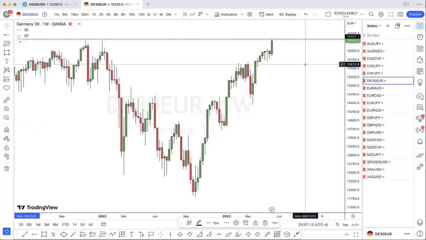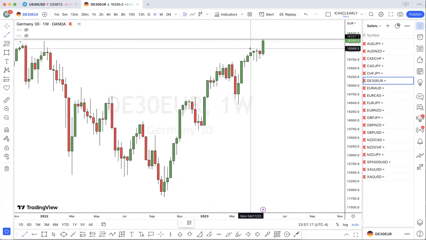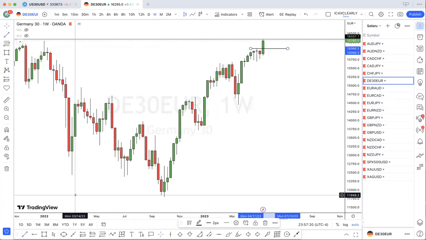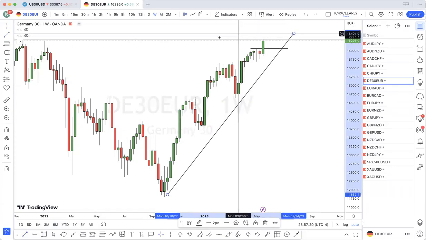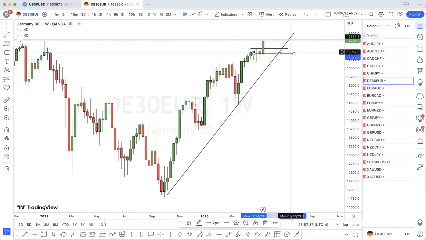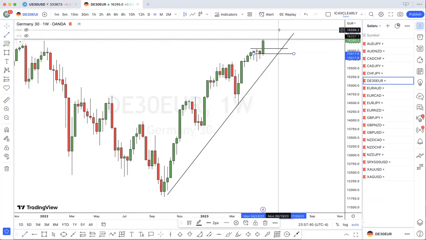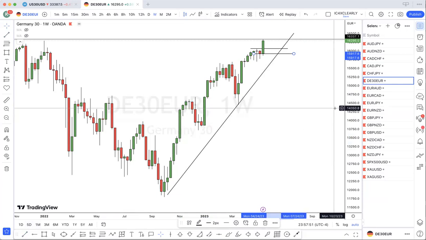So with that being said, I would be looking for price to pull back to either here. Let's draw a trend line here. So it's going to be there. It may pull back into here, buy up, and then break the trend line, break these lows, and then continue selling. So we shall see.